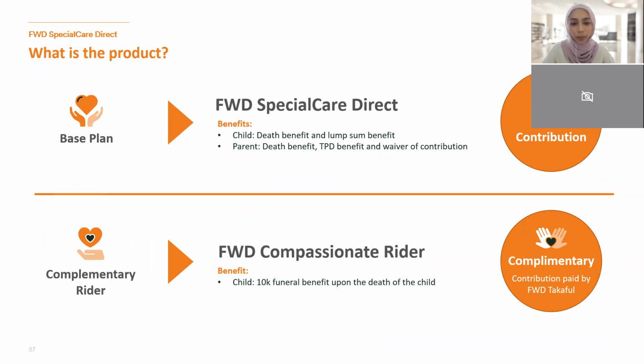We provide a death benefit and a lump sum benefit for your child. And for the parent, we provide a death benefit, total permanent disability benefit, and a waiver of contribution. On top of that, this is a complementary rider that we provide. It's a compassionate rider. In the event of your child's passing, we also provide an additional 10,000 funeral benefit.